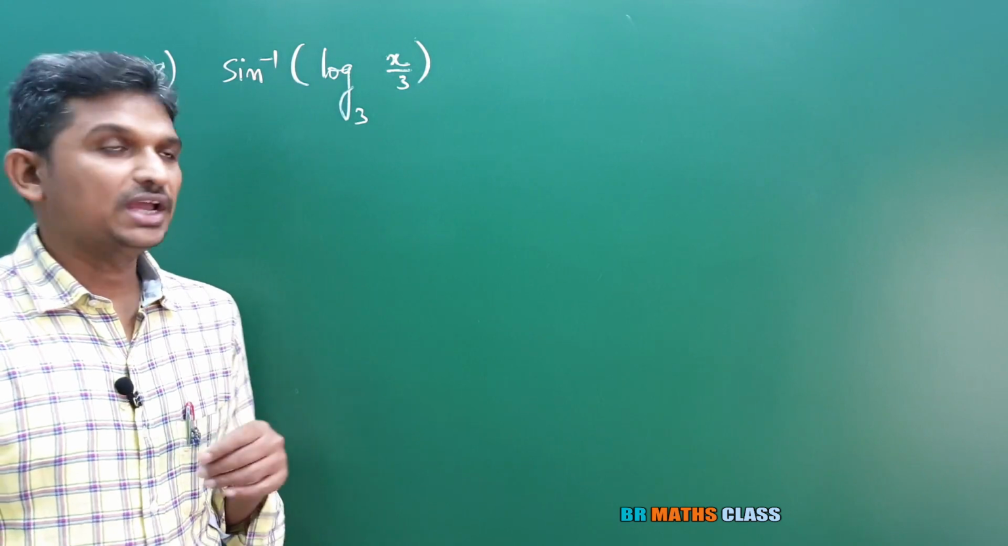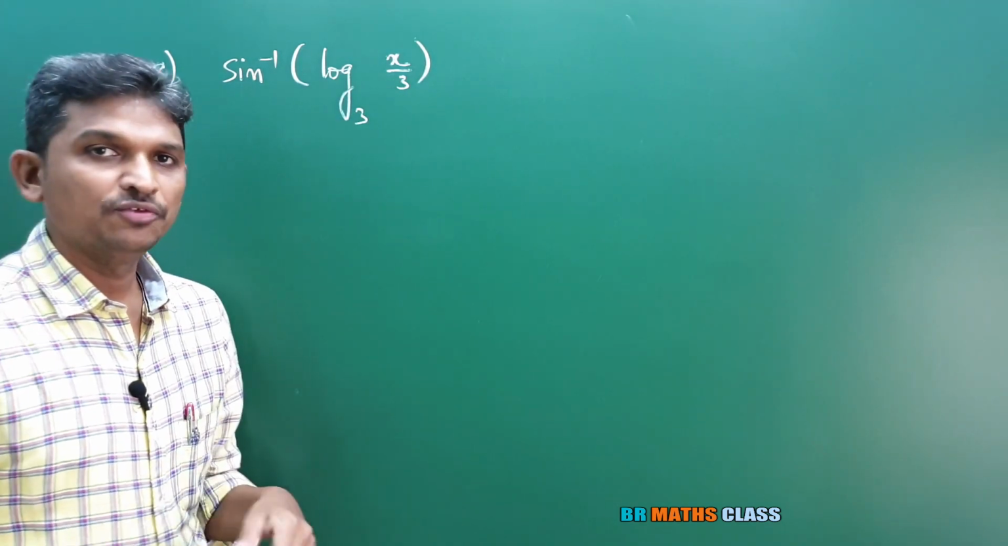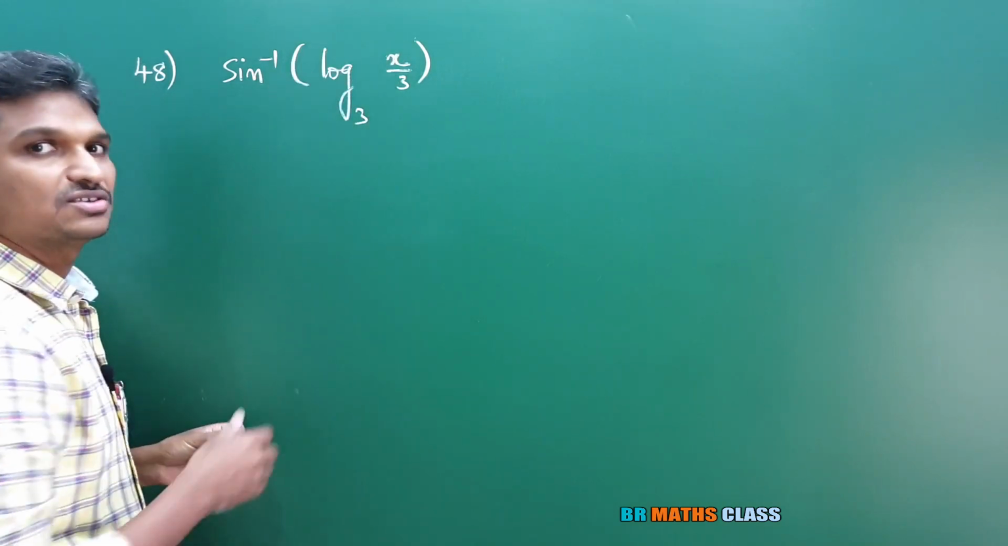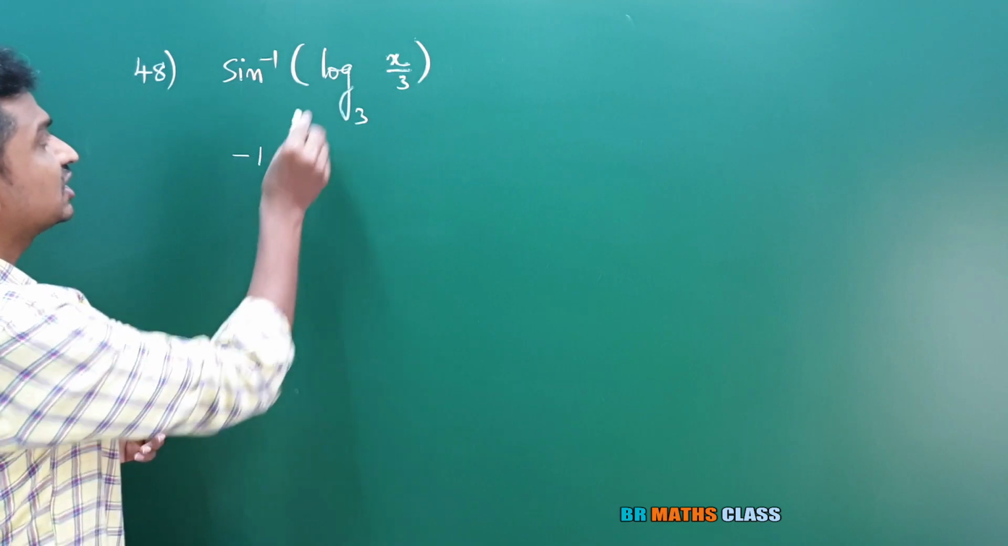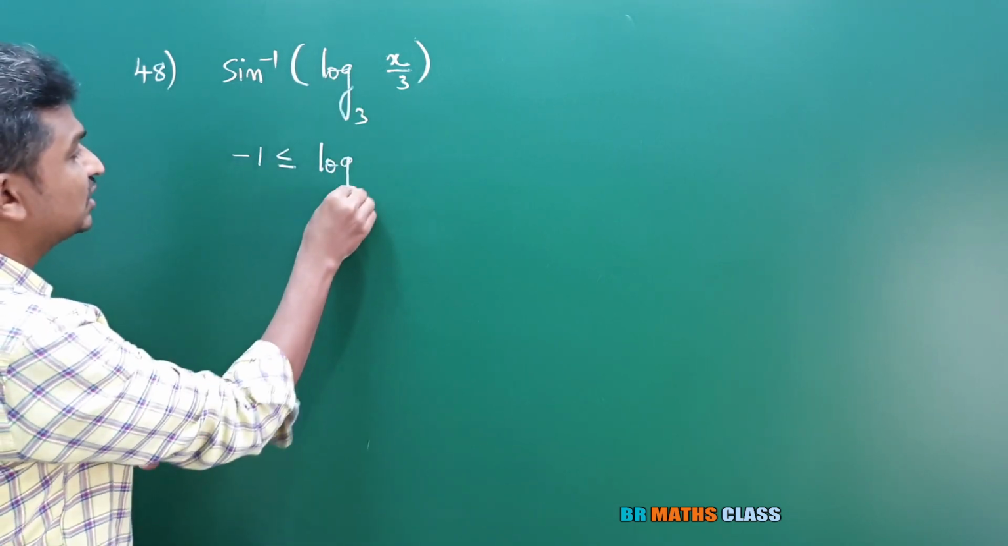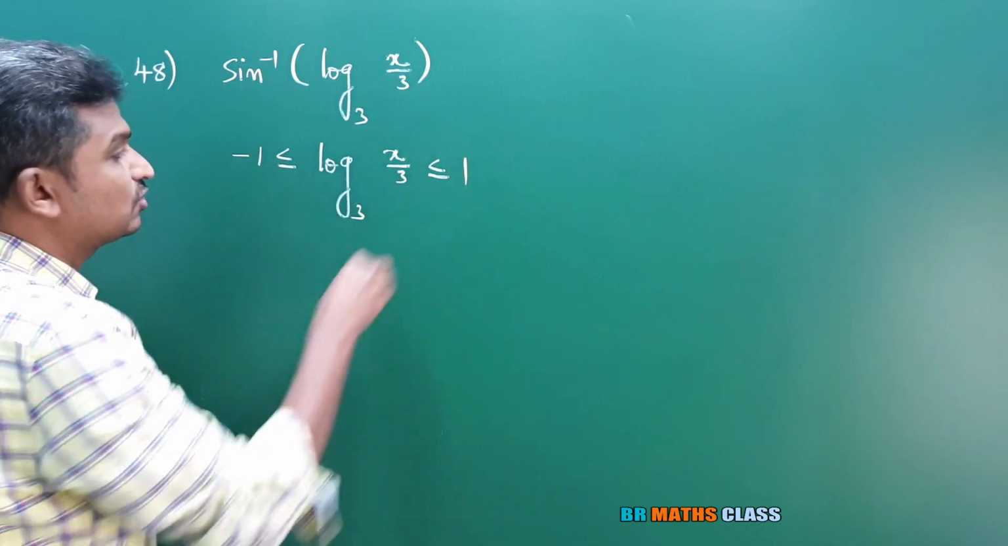48. We need to calculate the domain of this function, sine inverse of log x by 3 base 3. We know that the domain of sin inverse x is closed interval minus 1 comma 1. So this value lies in closed interval minus 1 comma 1. That I'll write like this: minus 1 less than or equal to logarithm of x by 3 base 3 less than or equal to 1.